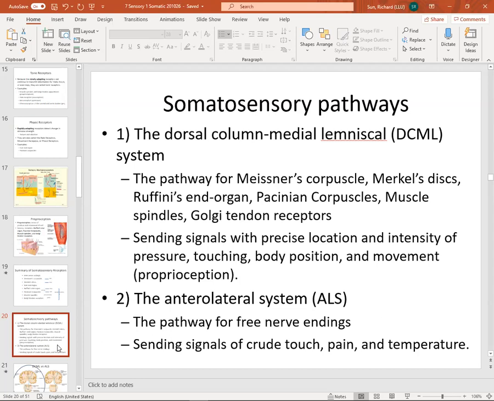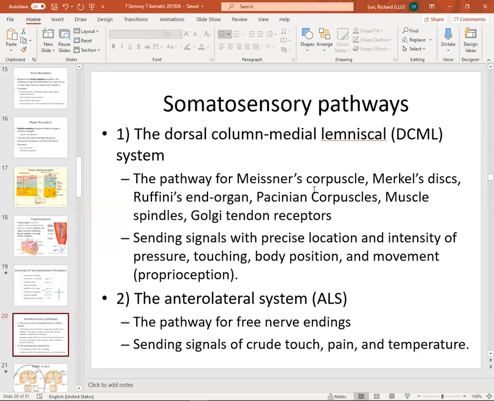And this transduction pathway has two major types. One is called the DCML system, the dorsal column medial lemniscal system. This one basically transduces all these mechanoreceptors except the free nerve ending. Another one is the anterolateral system, ALS. This one transmits the signal from the free nerve ending. So these are the two pathways, and different receptors go through different pathways.